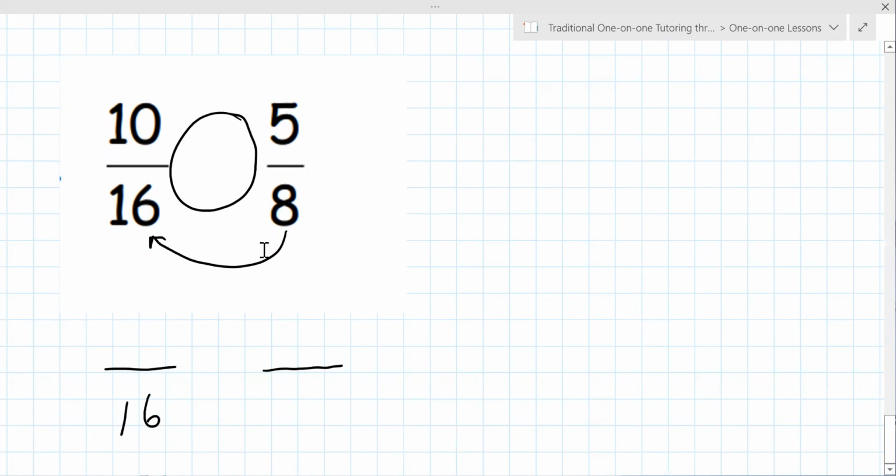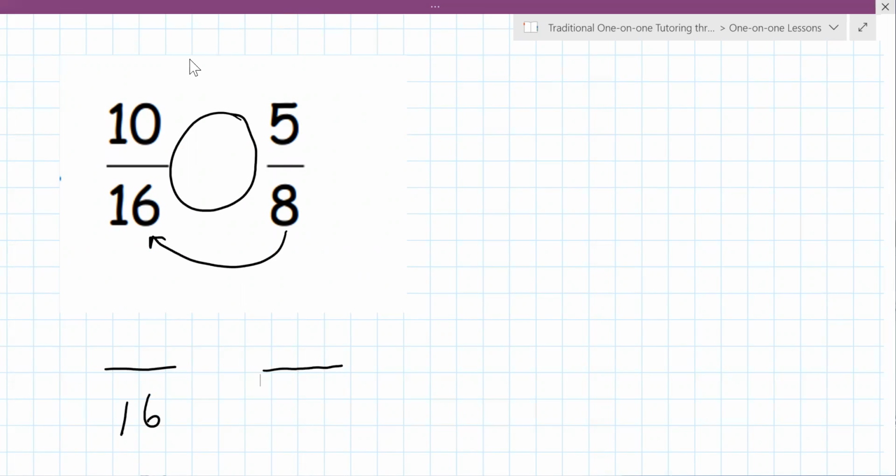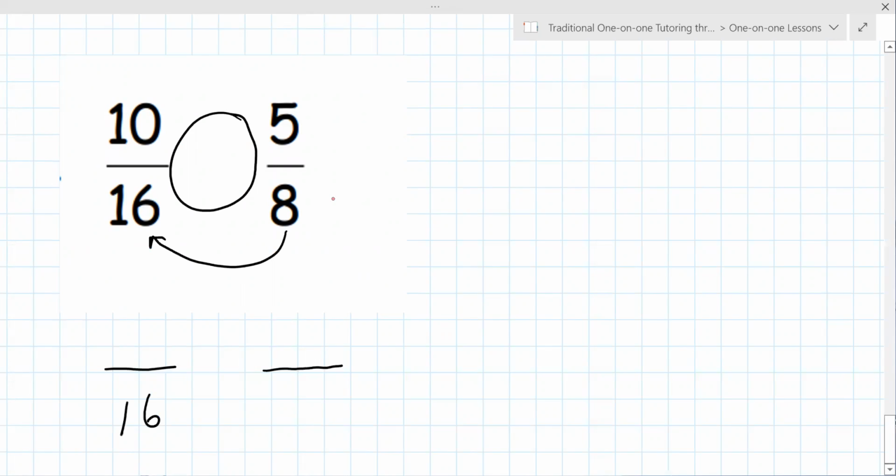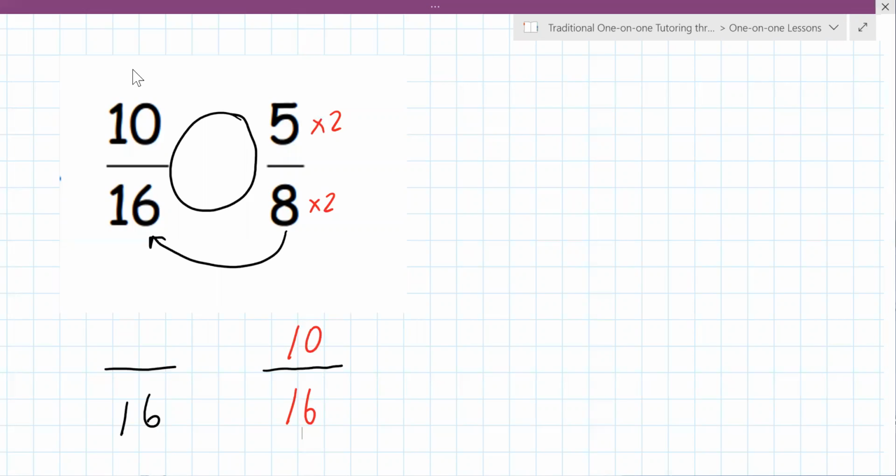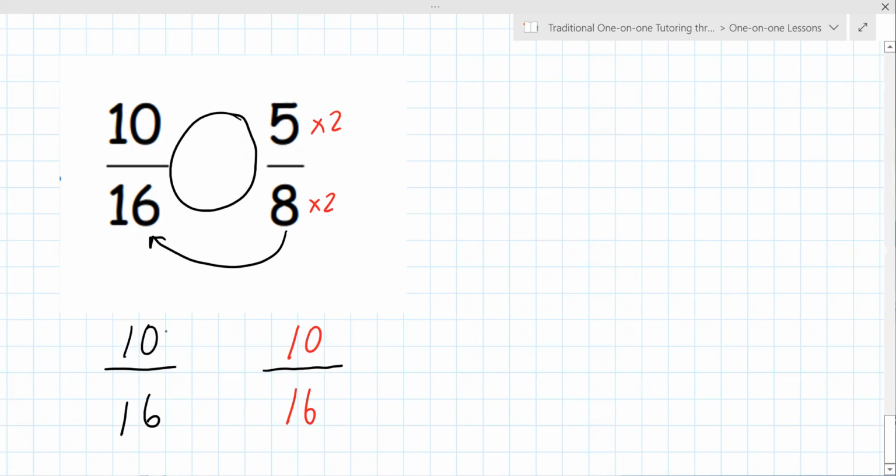What do you do to the 8 to turn it into a 16? You multiply it by 2, and then you would turn the 5 into a 10 on the top. Yep. Very good. And then they'd be equal. These are equal.